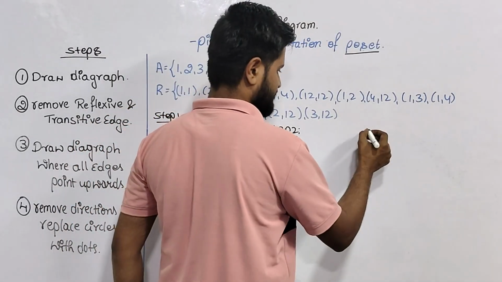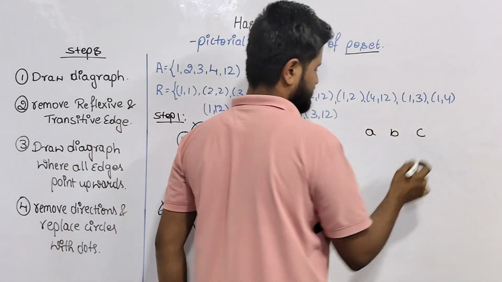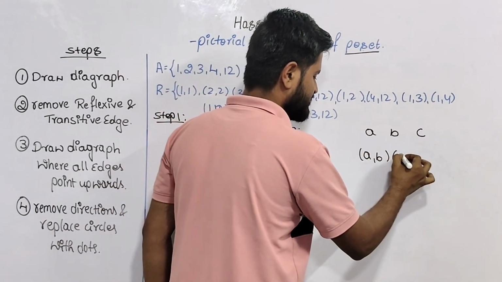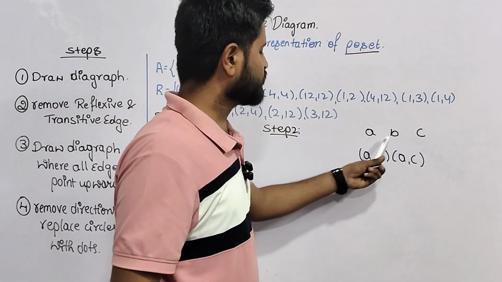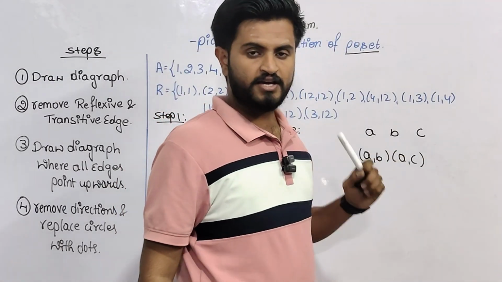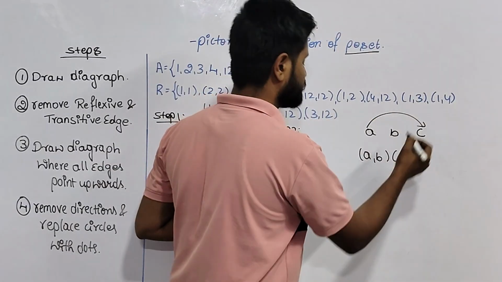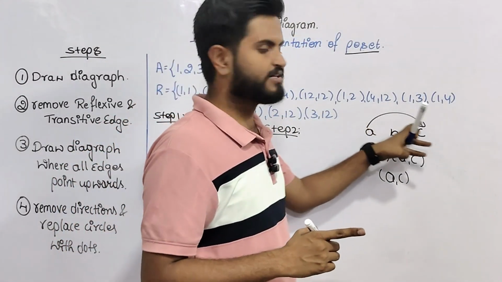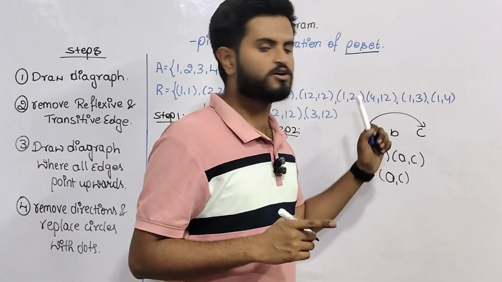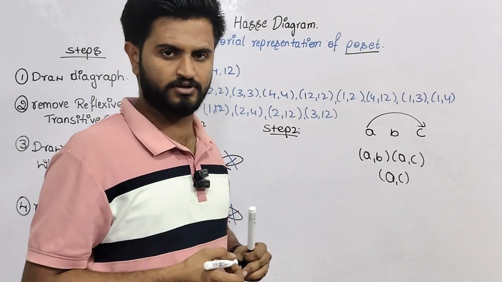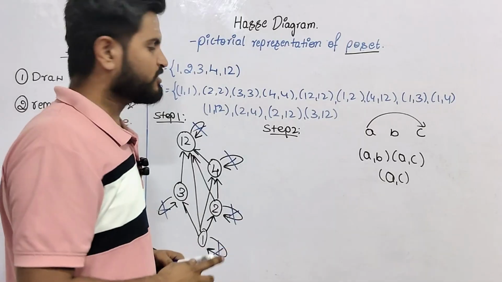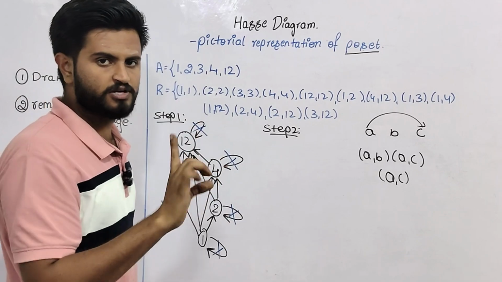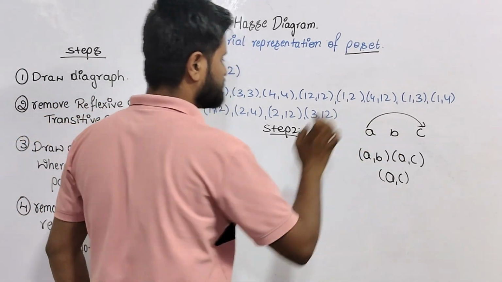If I consider 3 elements A, B and C, for example, if there is a relation from A to B and there is a relation from B to C, and if there is a direct relation from A to C also, then this edge is called the transitive edge. So this must be removed. Let's check one by one. 1 comma 1: if you see here, A is 1, B is 1. It must not be the same elements. A must be different, B must be different.